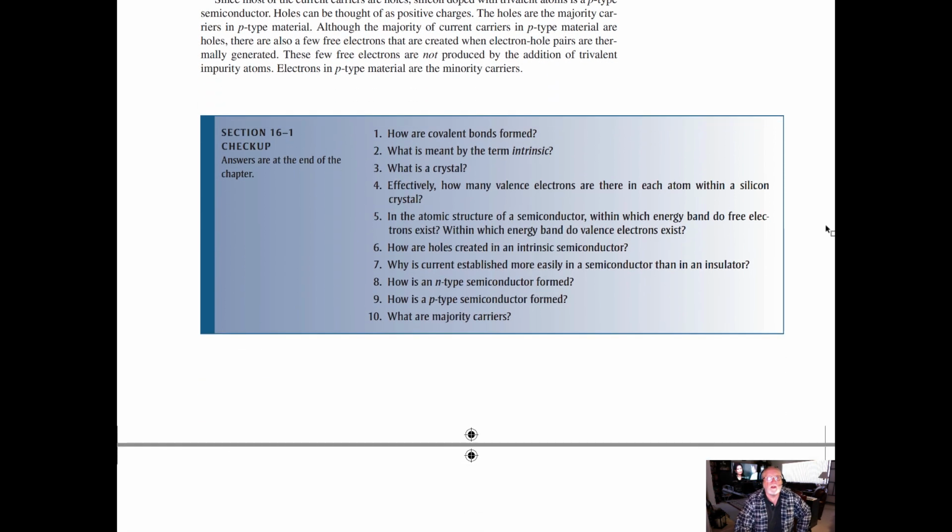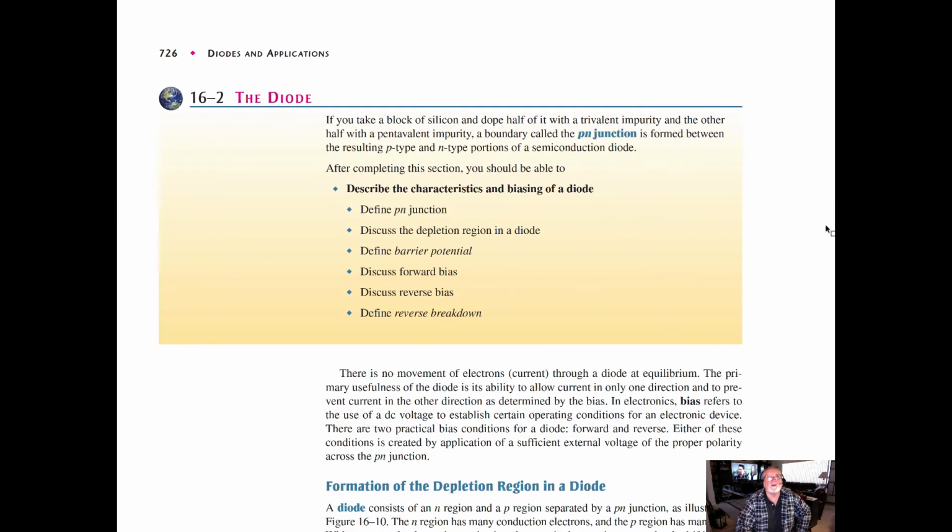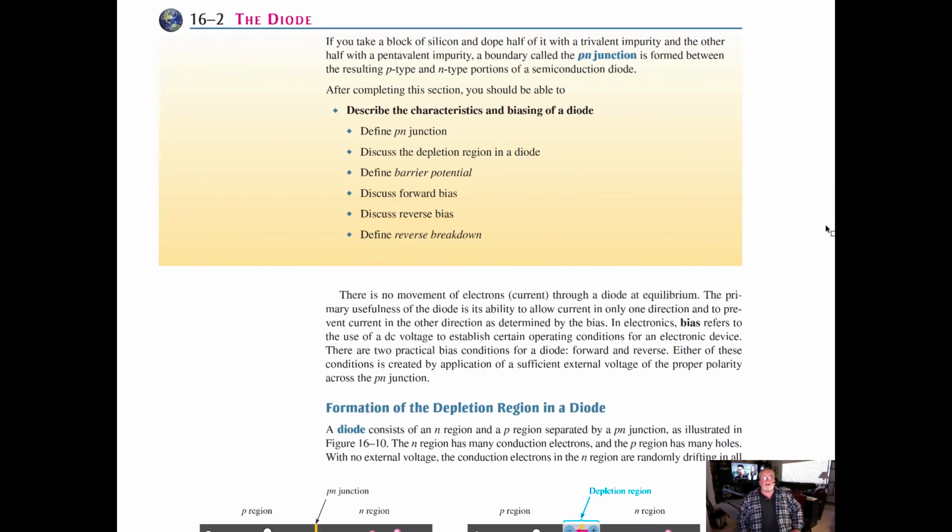Okay, so in the next section, we're going to start attacking the devices specifically that you will be using in your labs. The first one is, of course, the diode.